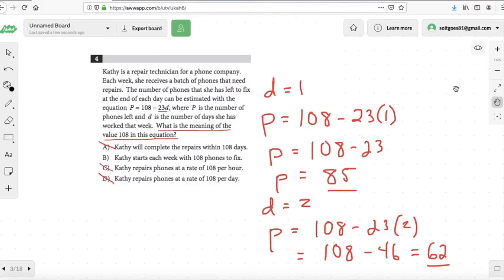It's real easy. Let's plug in a 0 for D. We're going to make D equal 0. Now, think about what this means. This means she hasn't worked any days this week. Does that make sense, Ariane? Yes. Okay. So we'll plug in that 0 for D. So we get P, the number of phones she has left, equals 108 minus 23 times 0. And how many phones does she have left to fix after she's worked no days? The start of the week. 108, which is the start of the week. Does that make sense? Yes. We can confirm it's answer choice B.